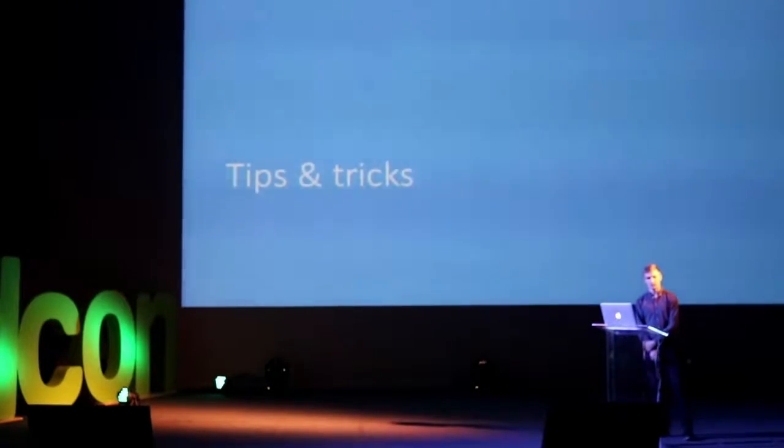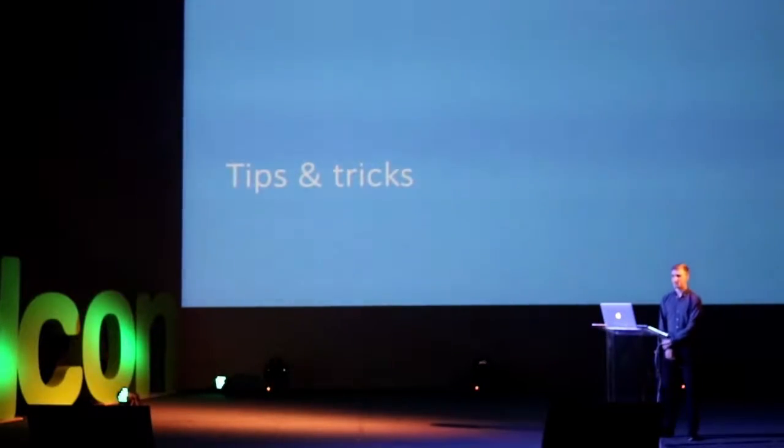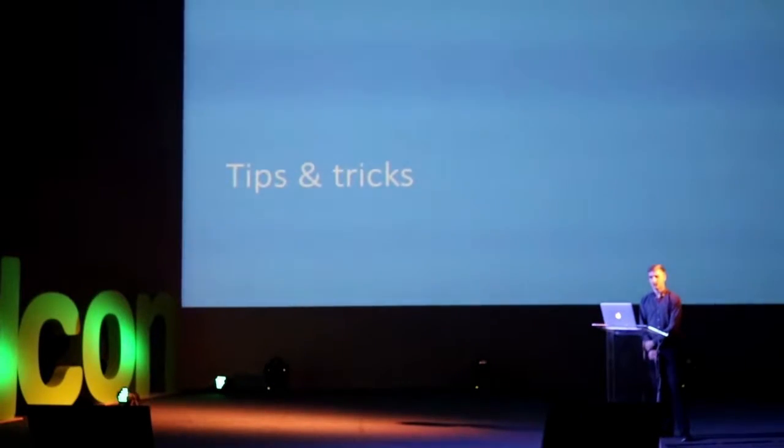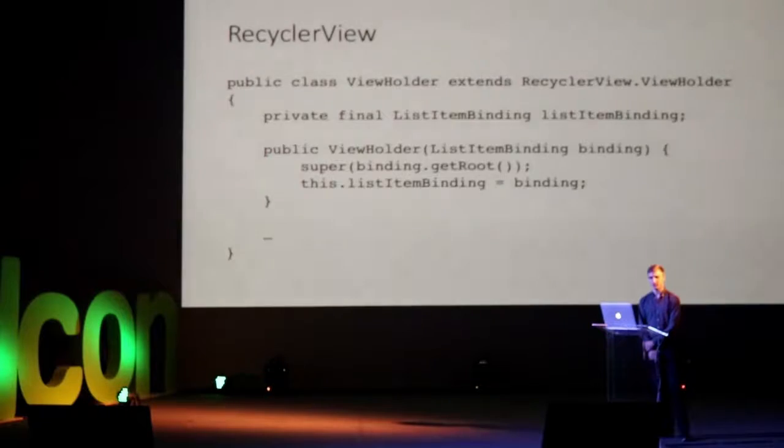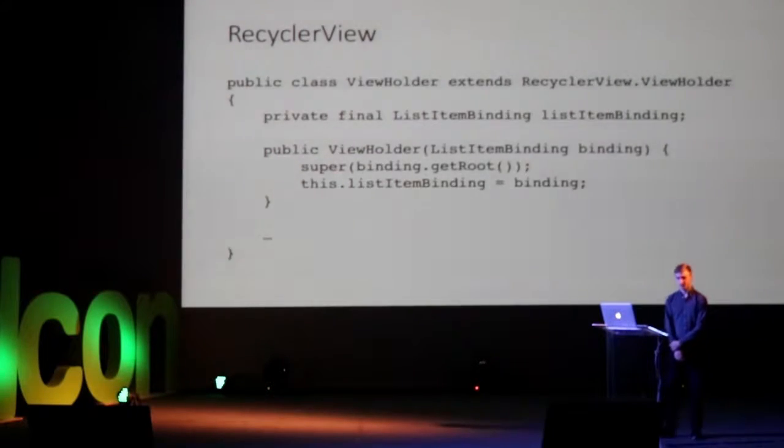And then I want to mention some tips and tricks that I think are useful. The first thing I want to mention is RecyclerView, because how do you actually do this inside of a view holder, inside of an adapter? How does that work? The first thing you do when you create an adapter is you create your own view holder. In this example, I keep a reference to ListItemBinding. This is a generated class based on a layout file called list_item. So it has generated the class ListItemBinding according to the naming convention.